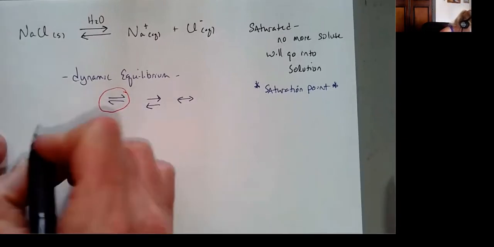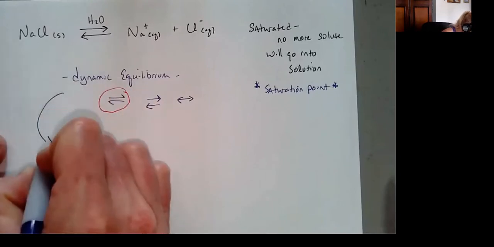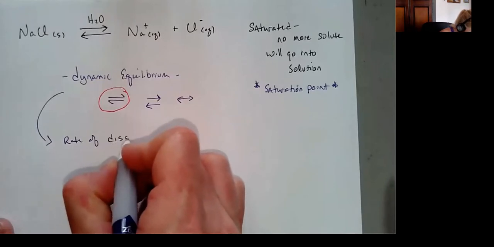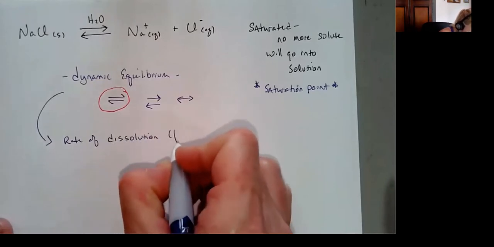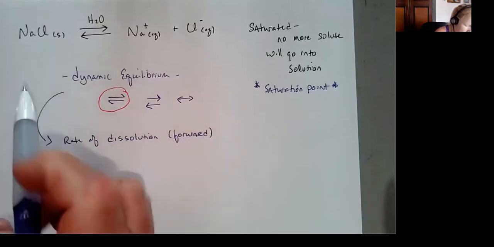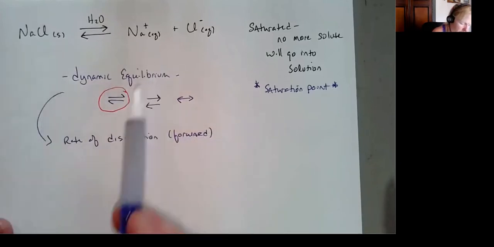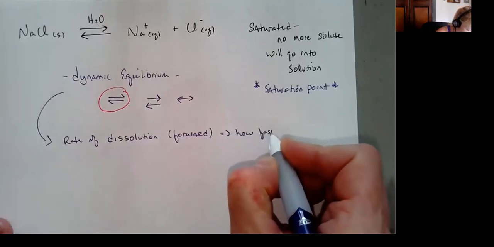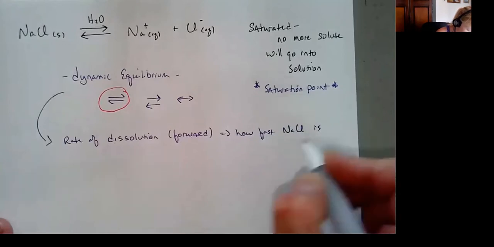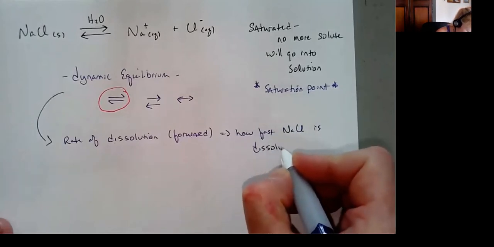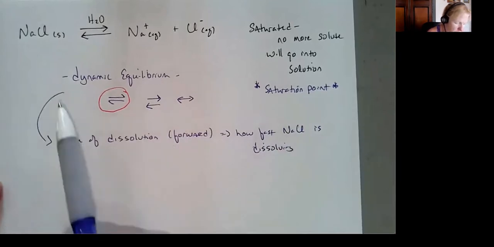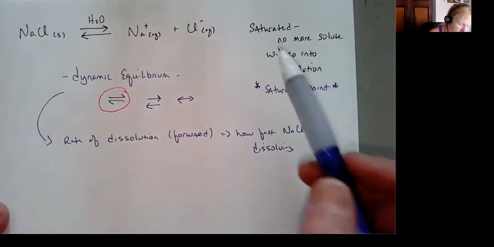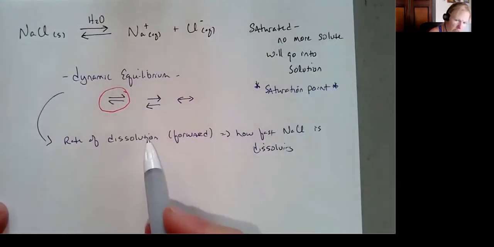At dynamic equilibrium, I have a rate of dissolution. That's my forward direction. So I take sodium chloride, it dissolves in water. That's my rate of dissolution. This is how fast the sodium chloride is dissolving. So if it's really soluble and I'm mixing it, I can do things to affect the rate. That might be fairly quick. Once I get close to saturation point, this is going to start to slow down.